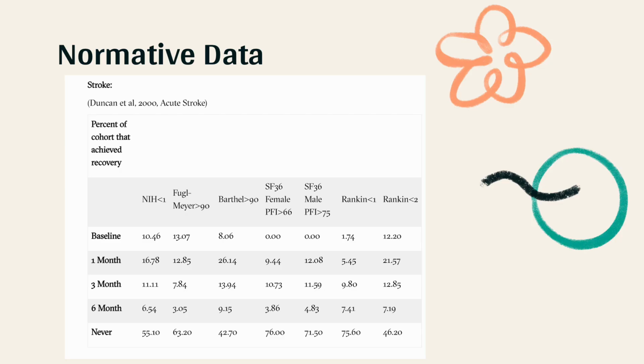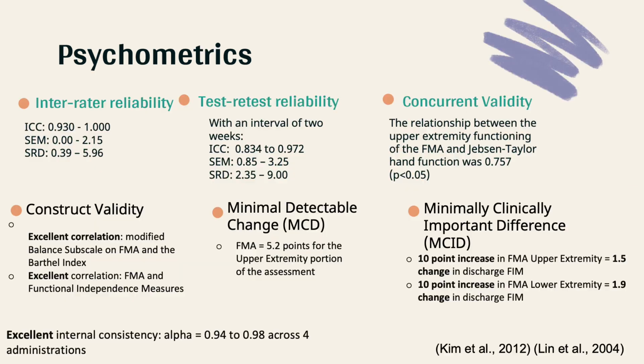And here we have some normative data at baseline, 1 month, 3 months, and 6 months. So as we know, ICC stands for intraclass correlation coefficient. SEM stands for standard error of measurement, and SRD stands for smallest real difference. So I am just going to be using the abbreviations as I go through this slide, but for inter-rater reliability, you have these numbers listed here. With test-retest reliability, based on an interval of 2 weeks, you have these numbers here.